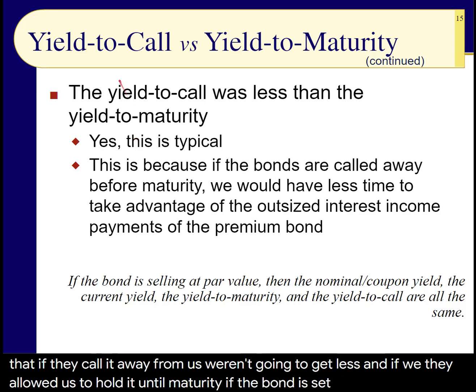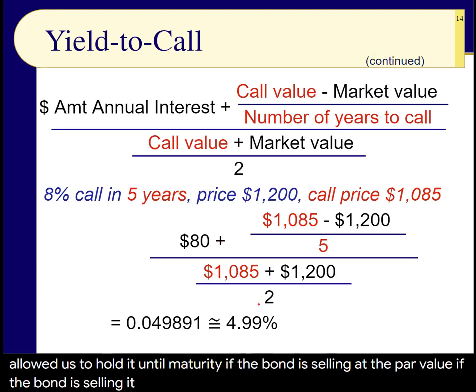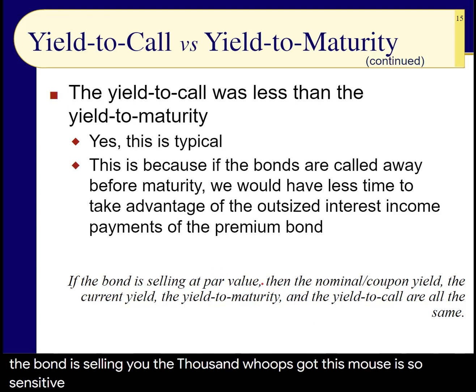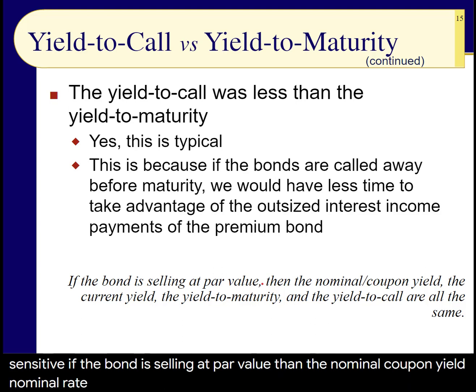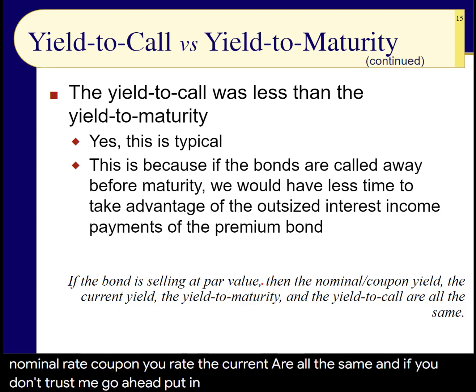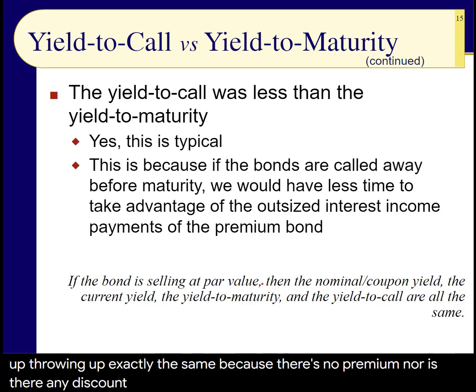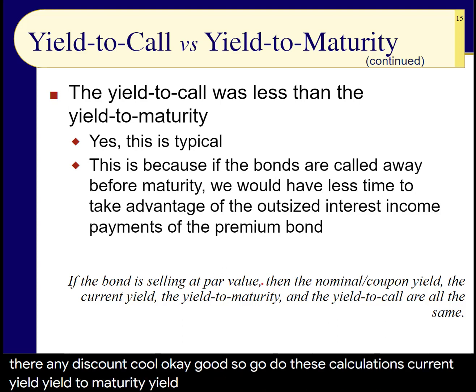If the bond is selling at the par value, if the bond is selling at 1,000, whoops, the mouse is so sensitive. If the bond is selling at par value, then the nominal coupon yield, nominal rate, coupon rate, the current yield, the yield to maturity, the yield to call are all the same. And if you don't trust me, go ahead and put in the bond selling at par value. They'll wind up exactly the same because there's no premium, nor is there any discount. Cool? Okay, good. So go do these calculations, current yield, yield to maturity, yield to call.